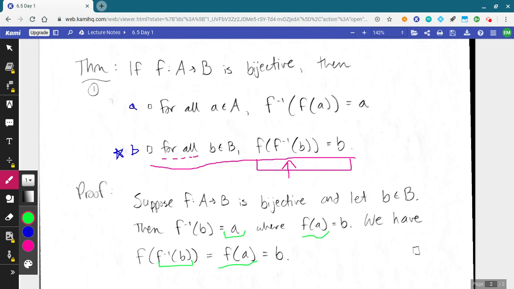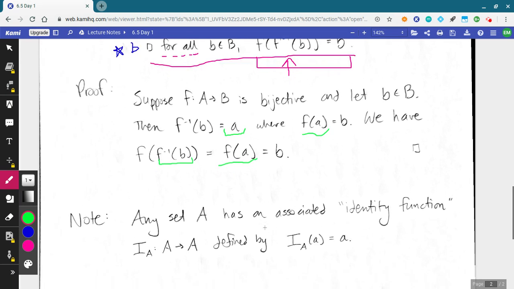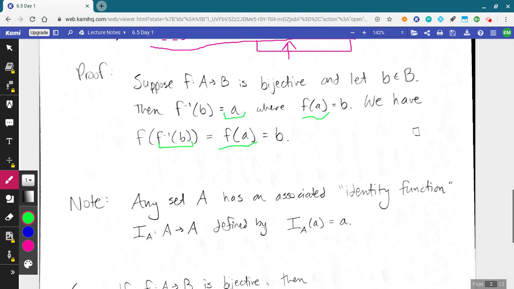Now, I'd like to give a slightly different perspective on these two results here: that these are somehow telling us about two functions. So let's make a note that any set in the whole wide mathematical world always has an associated identity function.